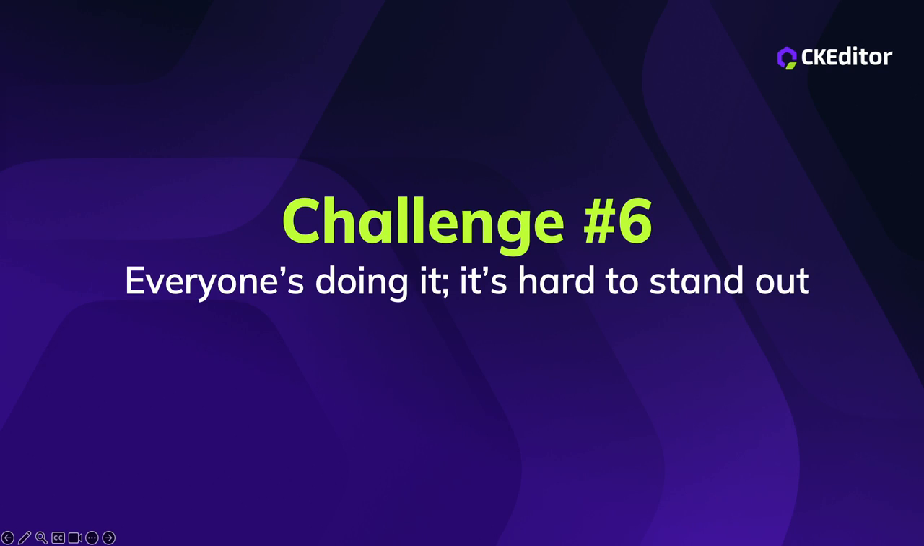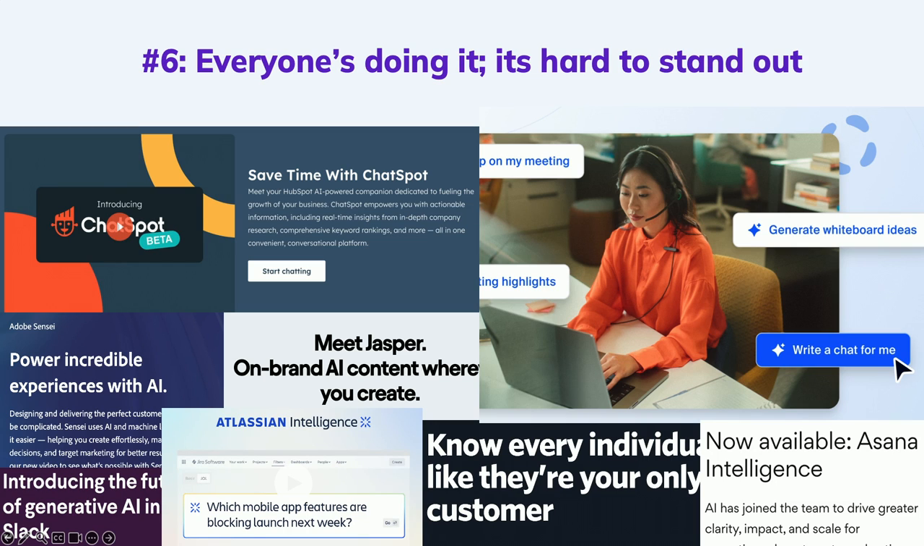And challenge number six. I know I'm getting more generic, but hey, that's the deal here. Everyone's doing it, and it's hard to stand out. I saw a statistic somewhere, and when I say everyone's doing it, I think I mean everyone. I think it said 70% or 80% of websites today have some sort of AI within their product, and it's only going to increase. The prediction is almost 98% of websites are going to have some sort of AI in them, which means everyone is doing it. That is a fact. Now, how do you stand out?